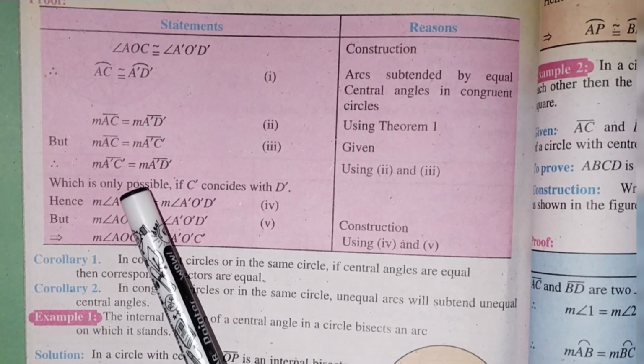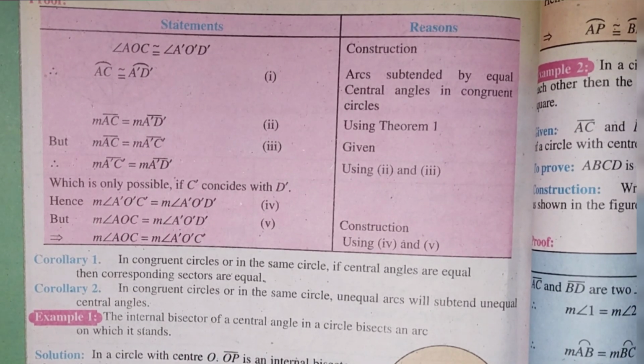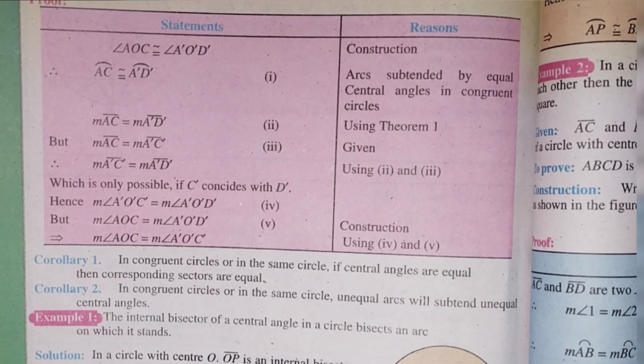In these two equations, the left hand sides are equal, so the right hand sides must also be equal, which is only possible if C dash point coincides with D dash. It means C point is basically the D point. Both the points are the same. Here measurement of angle A dash, O dash, C dash is equal to measurement of angle A dash, O dash, D dash, but measurement of angle A dash, O dash, D dash is equal to measurement of angle AOC. This is from the construction.